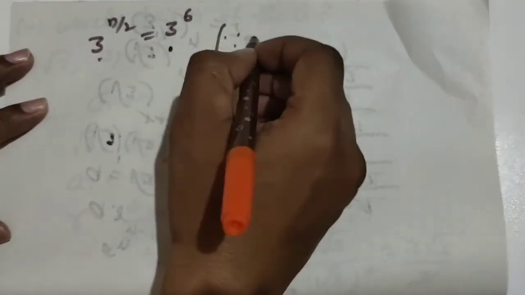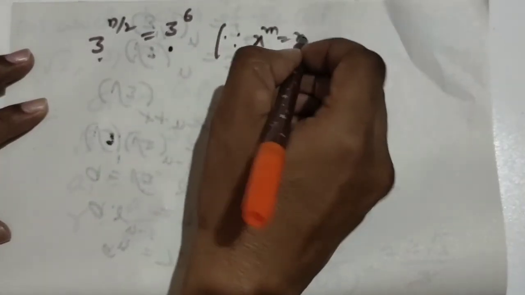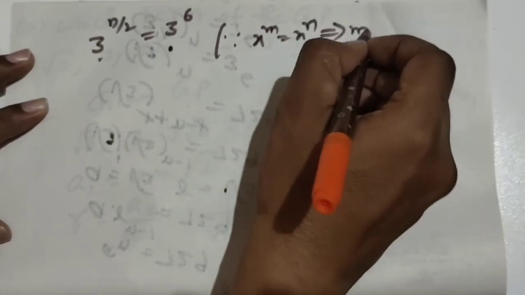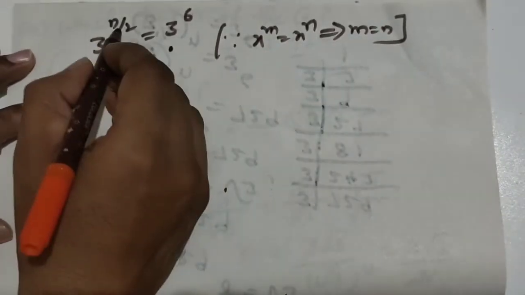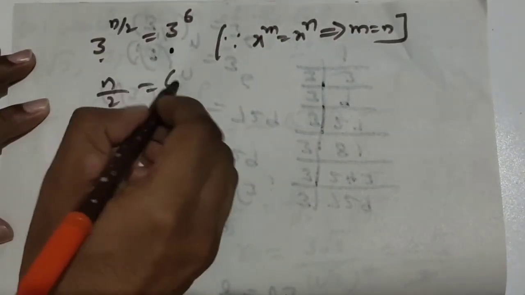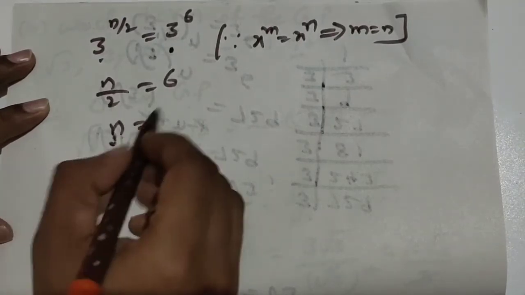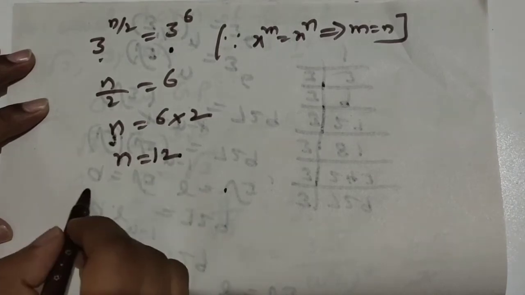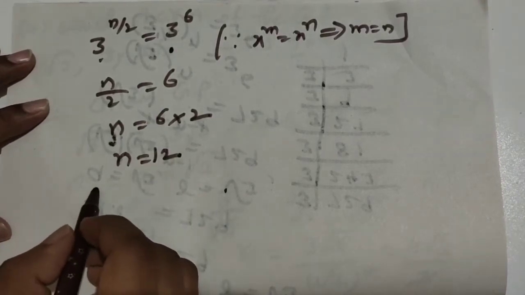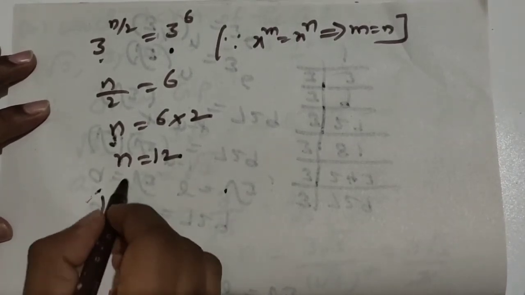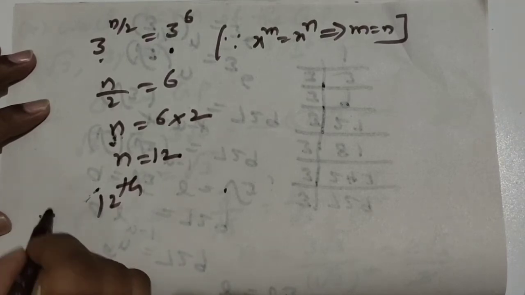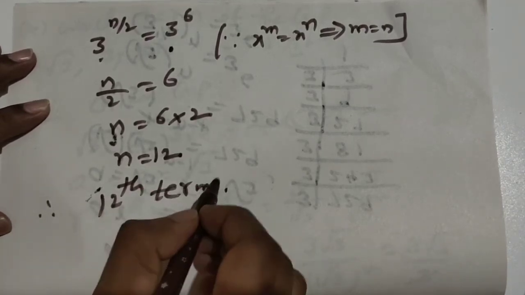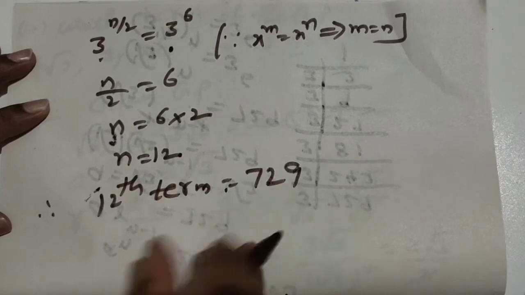Since, as we know, if x power m is equal to x power n, that implies we can write m is equal to n. So by that we can write n by 2 is equal to 6. Then on cross multiplication we get n is equal to 6 into 2. Then n is equal to 12. So the 12th term is here 729. Therefore the 12th term is equal to 729.